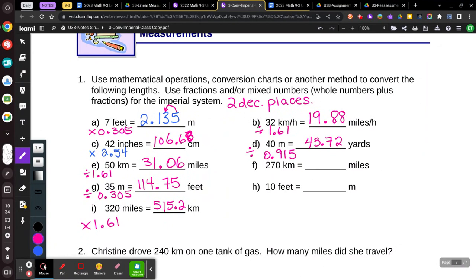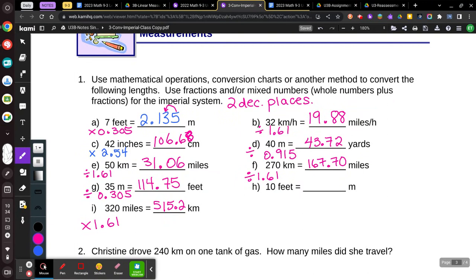Kilometers to miles, we are dividing by 1.61. 270 divided by 1.61. We're going to get 167.70. That's how many miles 270 kilometers are.